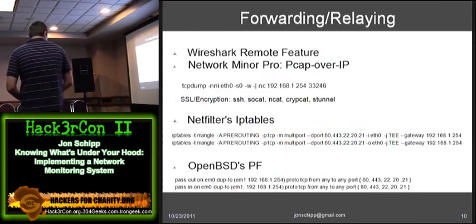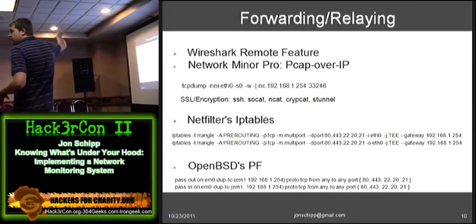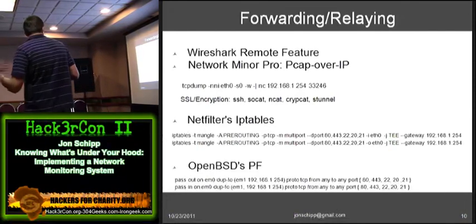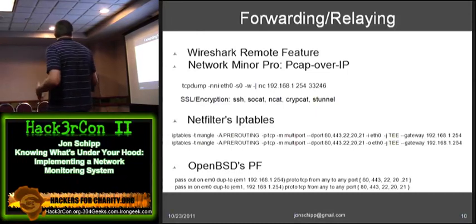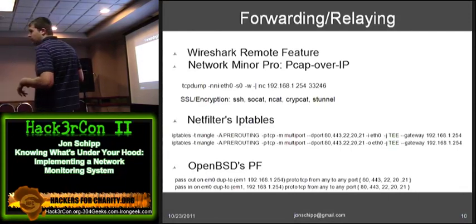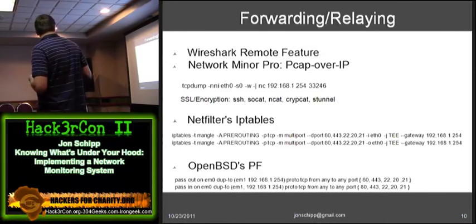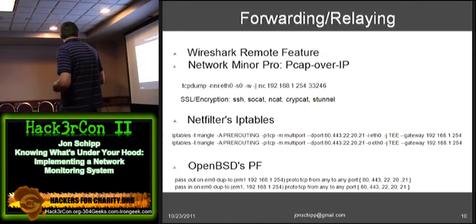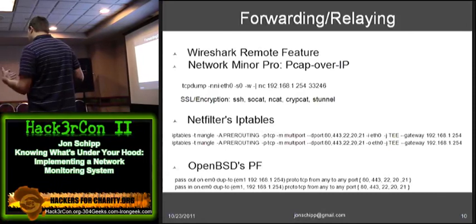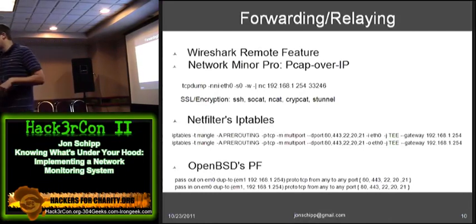Wireshark has a remote feature, so you can copy traffic to a remote Wireshark process on a machine. And Network Monitor Pro has the ability to do that. They call it PCAP over IP. You can also do it with TCP or socket-based tools like socat, netcat, SSH, cryptcat, all that stuff. And iptables has a way to do it with an action called TEE. So you can just jump to the TEE action, you can forward traffic out and make copies. And OpenBSD's PF has a cool way to do it with dup-to. So a duplicate action, it duplicates a certain amount of traffic, based on the rules you set, out to a specific interface. And then you can have your monitoring device listening on that interface.